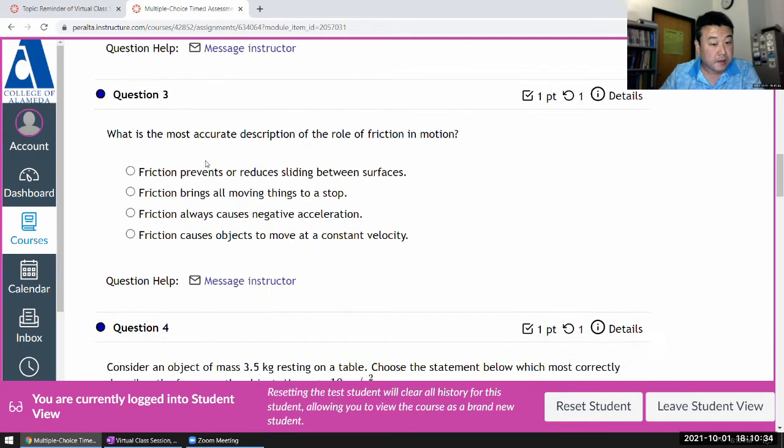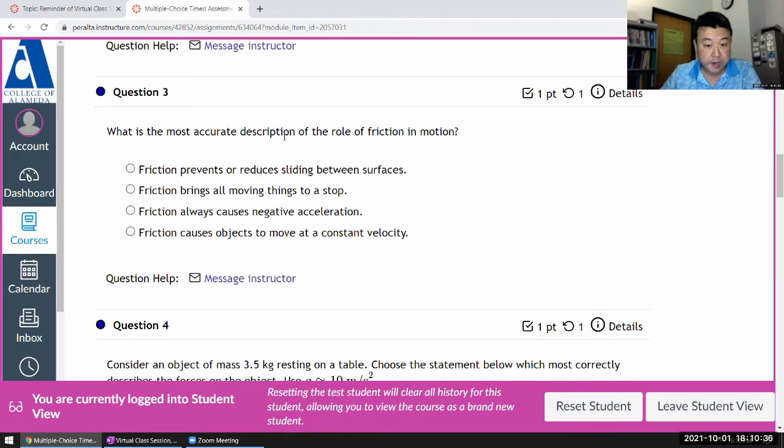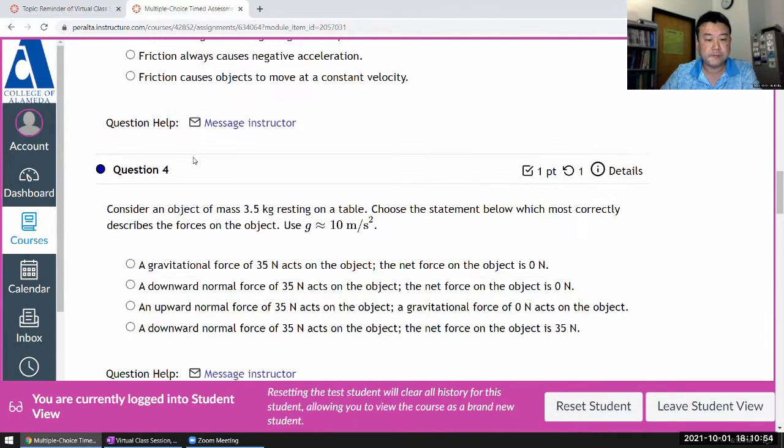So, what is the most accurate description of the role of friction in motion? Prevents sliding. There are contexts where friction will be the thing that gets things to move. I think I have a whole lecture video on that. So if you remember that, then you will get this right.